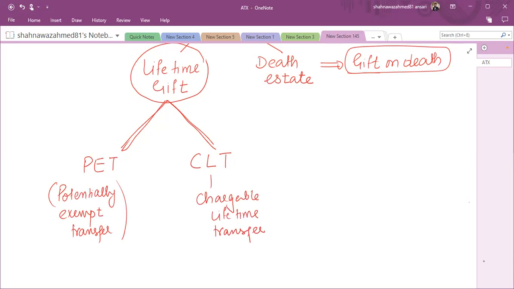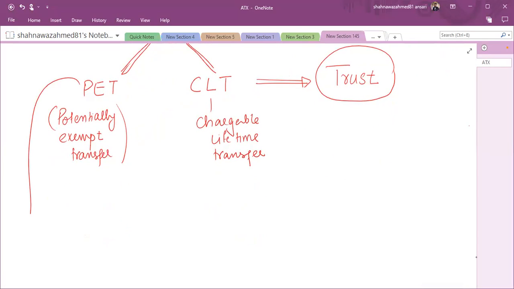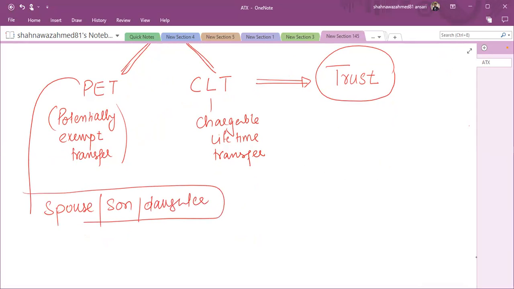Now you have to identify, if someone is making a lifetime gift, how you can classify that particular gift as a potentially exempt transfer or a chargeable lifetime transfer. Normally, if you transfer any item or gift to a trust, that is classified as a CLT, a chargeable lifetime transfer. And if a gift is given to a spouse, son, daughter, brother, or sister, this usually falls under a potentially exempt transfer.